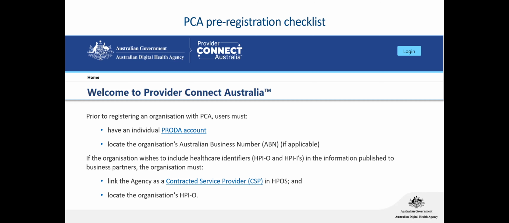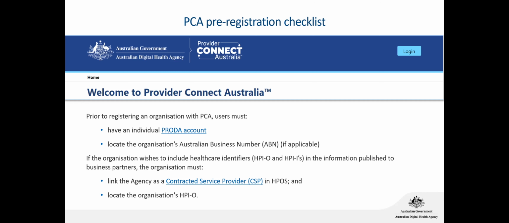Now, when preparing to register your organisation, you can also link the Australian Digital Health Agency to your organisation as a contracted service provider in HPOS. What does that mean? Well, Abe did mention earlier that one of the benefits of using Provider Connect Australia is that your organisation's healthcare identifier information can be shared with the partners of your choice, which is important for integrating with programs and directories such as eHealth New South Wales. So sharing your organisation's healthcare identifier information will also enable additional features within the PCA platform. But in order for you to be able to share your healthcare identifier information through the PCA portal, you will need to allow the agency to access this information by setting this up in HPOS for your organisation.